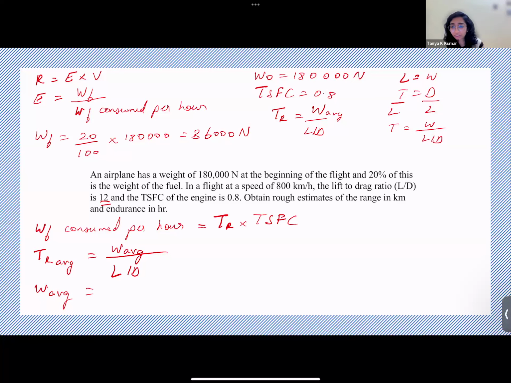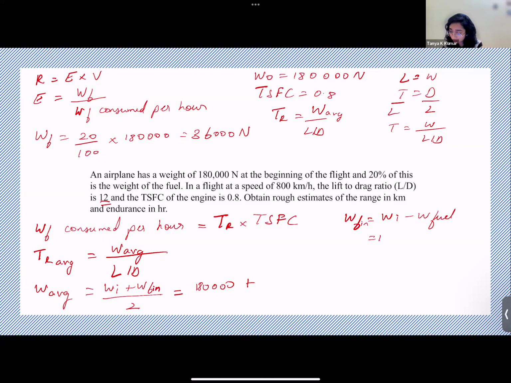Okay, let's just continue. How do you find the average weight? The average weight is initial weight plus final weight by 2. Initial weight we know is 18000 plus how much is the final weight? That is initial minus fuel. So weight final is weight initial minus weight of fuel. I'll just write another term for this, final, so there is no confusion.